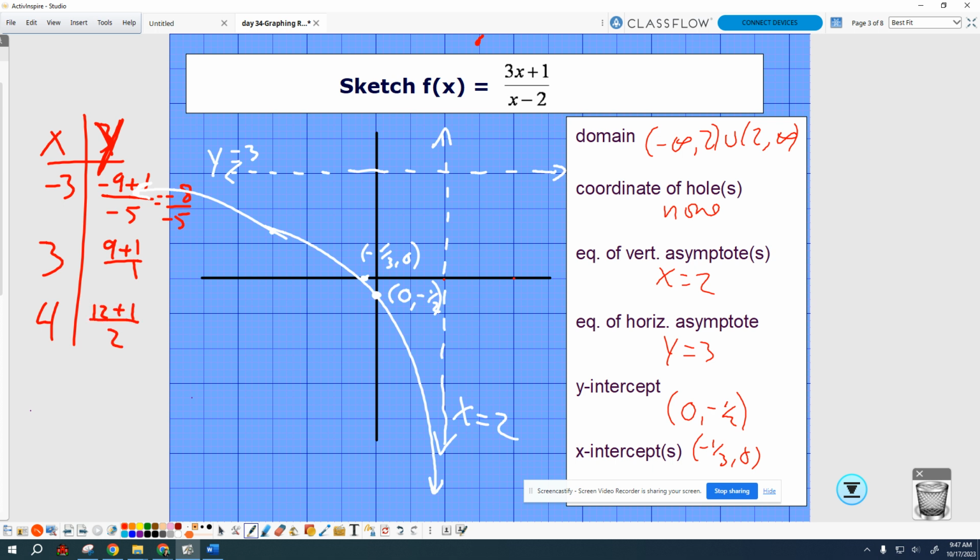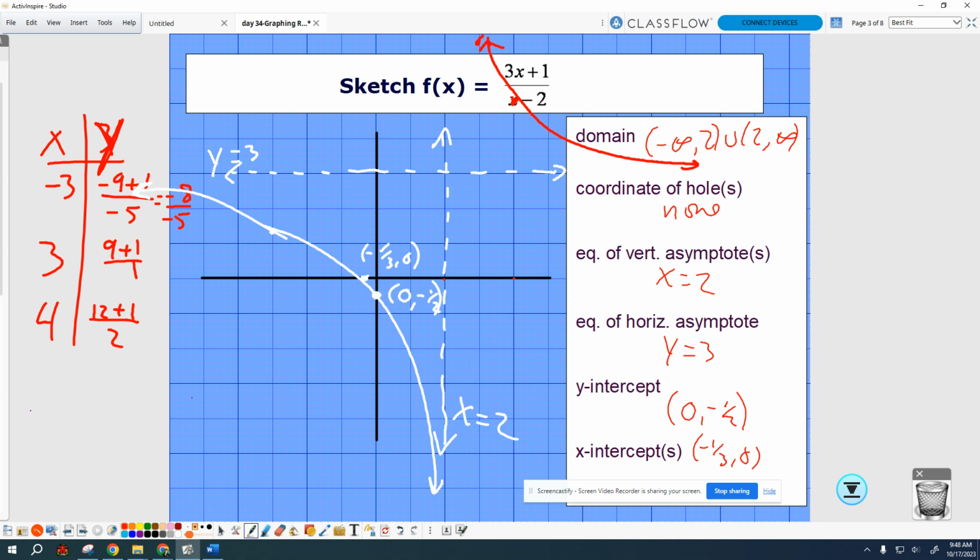So picking 4, I have 12 plus 1 divided by 2. What's 12 plus 1 divided by 2? 6.5. Okay, so plotting that, it's up here. So it's going to look like that, okay? Not the best, it didn't work well with the graph that I have here, but yes. It kind of looks like it's just reflected over that point of intersection where the two asymptotes meet at 2, 4.